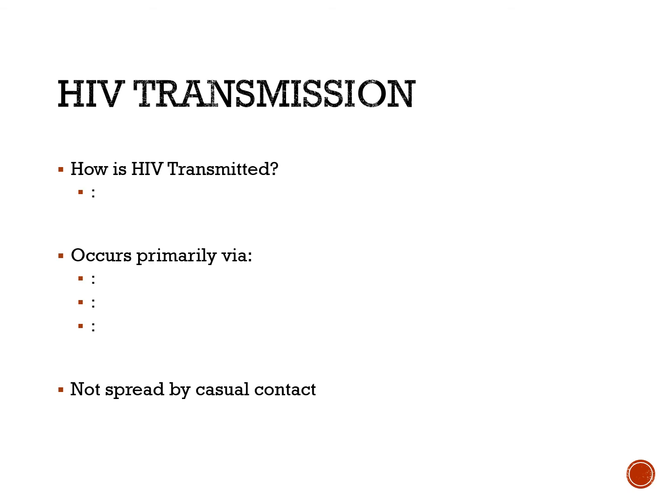HIV transmission, we've been hit over the head pretty hard about how HIV is transmitted. Most people probably know that. It's sexual contact, direct blood contact, and mother to child, not spread by casual contact. So contact with blood, semen, vaginal fluids, breast milk, those are the fluids that transmit HIV most prominently.